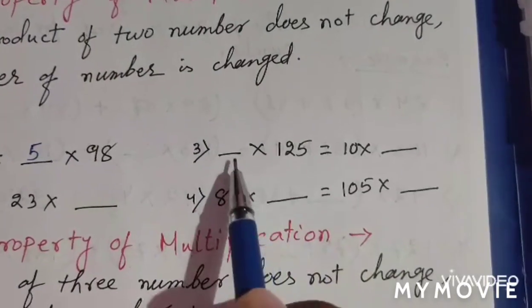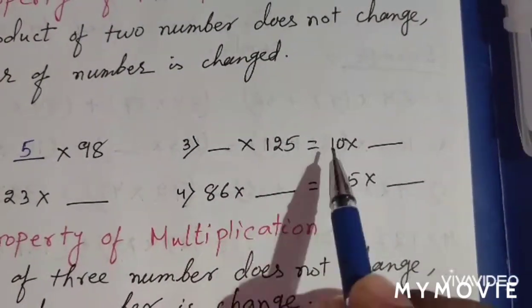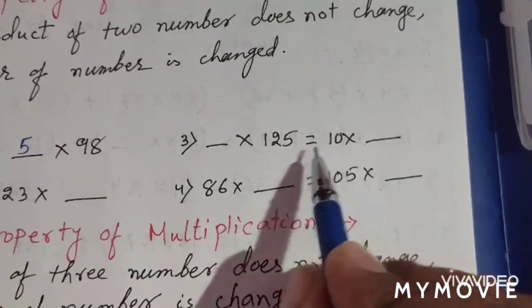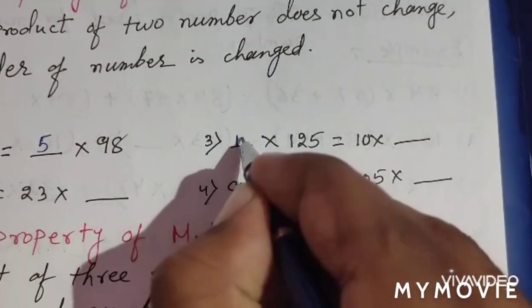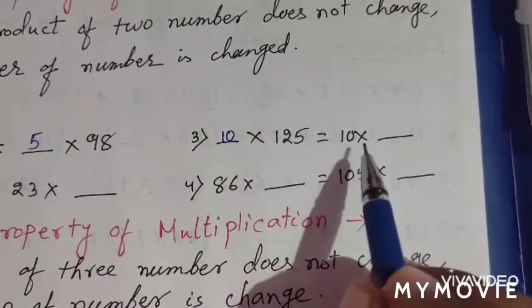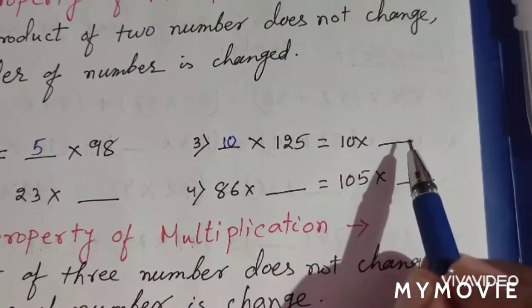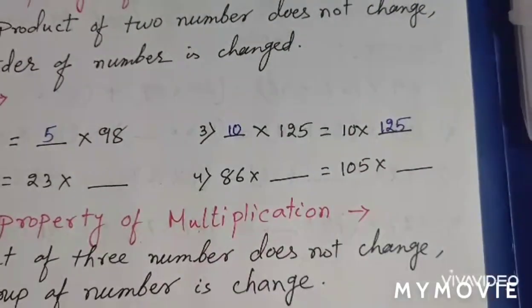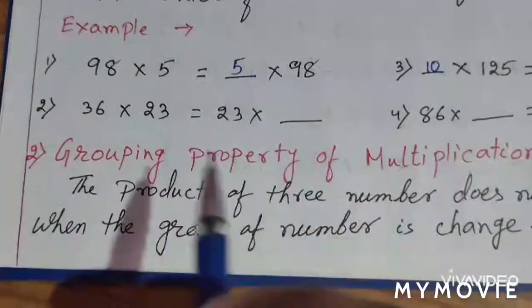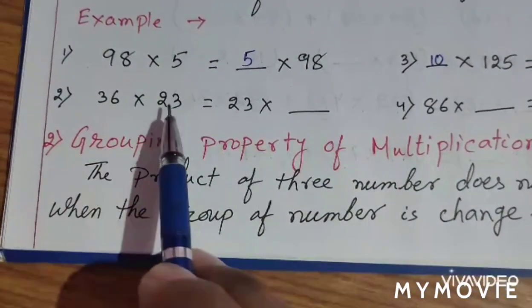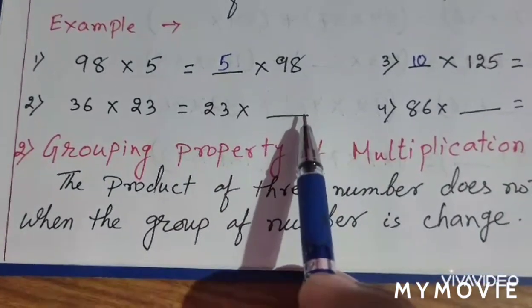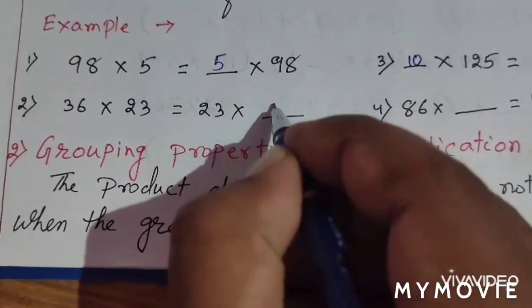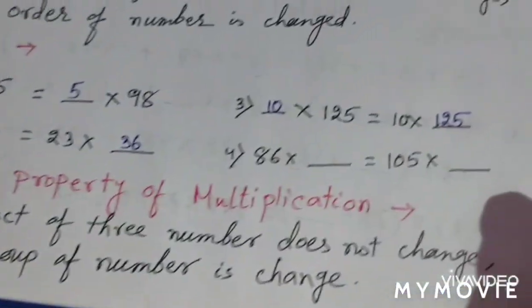Just see another example. Dash into 125 equals 10 into dash. Over here you can see that 10 is given, but over here no 10 is given. So I can write 10 over here. And over here 10 we got, but 125 is given over here, no. So we write this one, 125. Got it? Same over here. Just see 36 into 23 and 23 into how much do we write? This one or this one? Yes, 36.